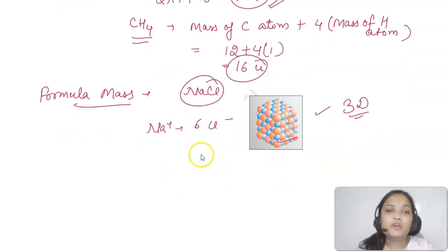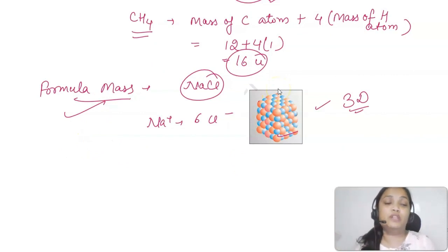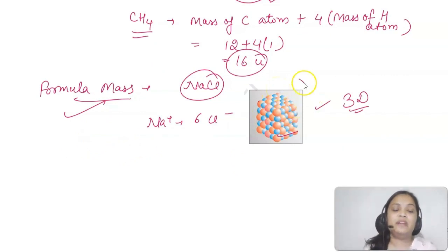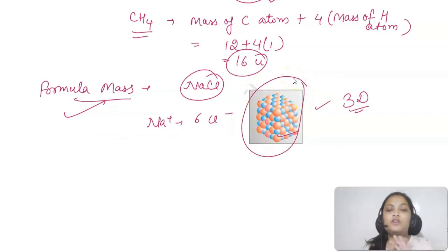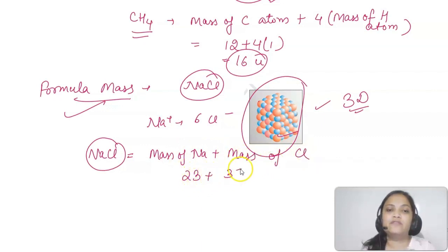So in such compounds, we are not using the term molecular mass. We are using formula mass because we are not having one particular molecule here. Try to understand. We are having this three-dimensional structure with lots of sodium and chloride ions. But one formula of sodium chloride is NaCl. So the formula mass will be mass of one sodium atom plus mass of one chlorine atom. That will be 23 and 35.5, so it will come out to be 58.5 U.